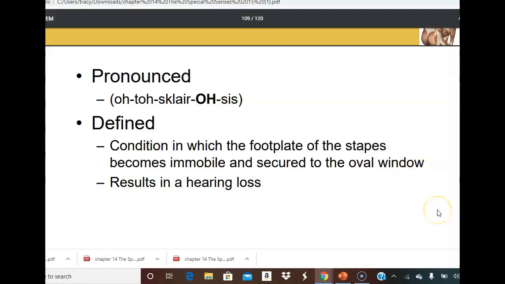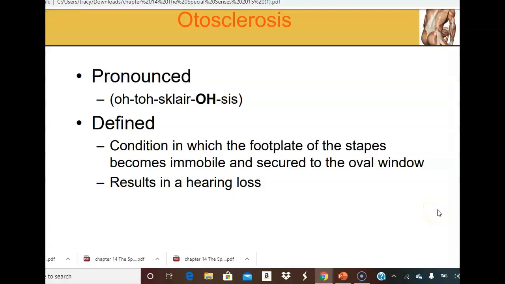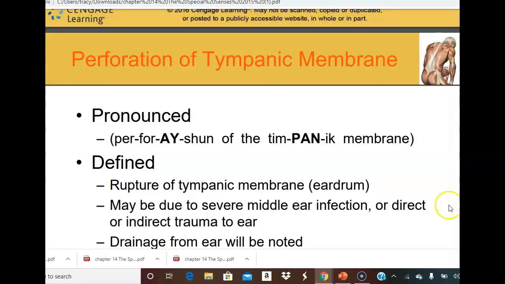Now this happens a little bit more commonly with repeated cases of otitis media. They actually do have a procedure, a stapedectomy, where you can go in and do microsurgery and replace that stapes in order to restore the vibratory sense that goes through there.